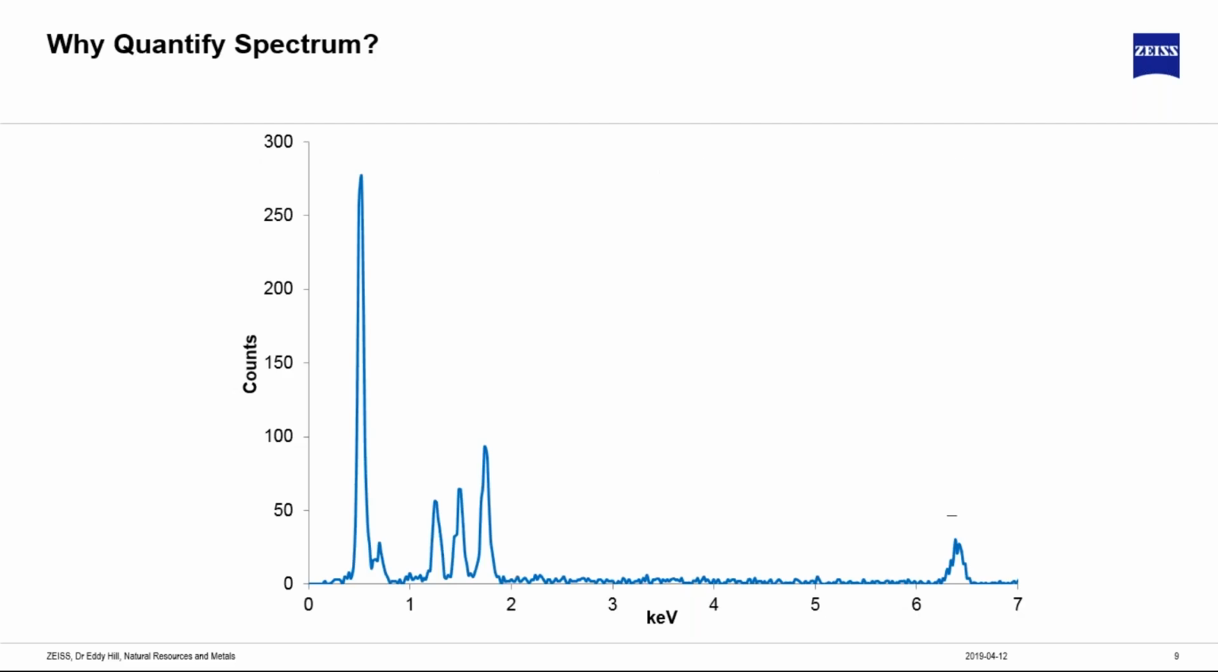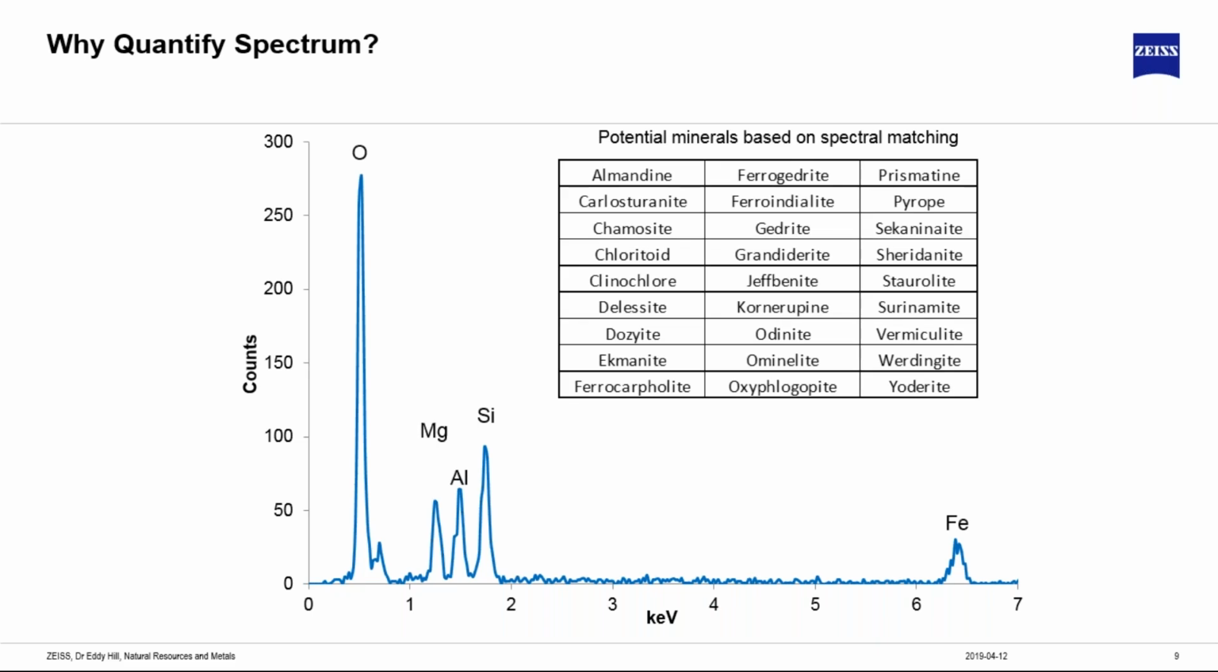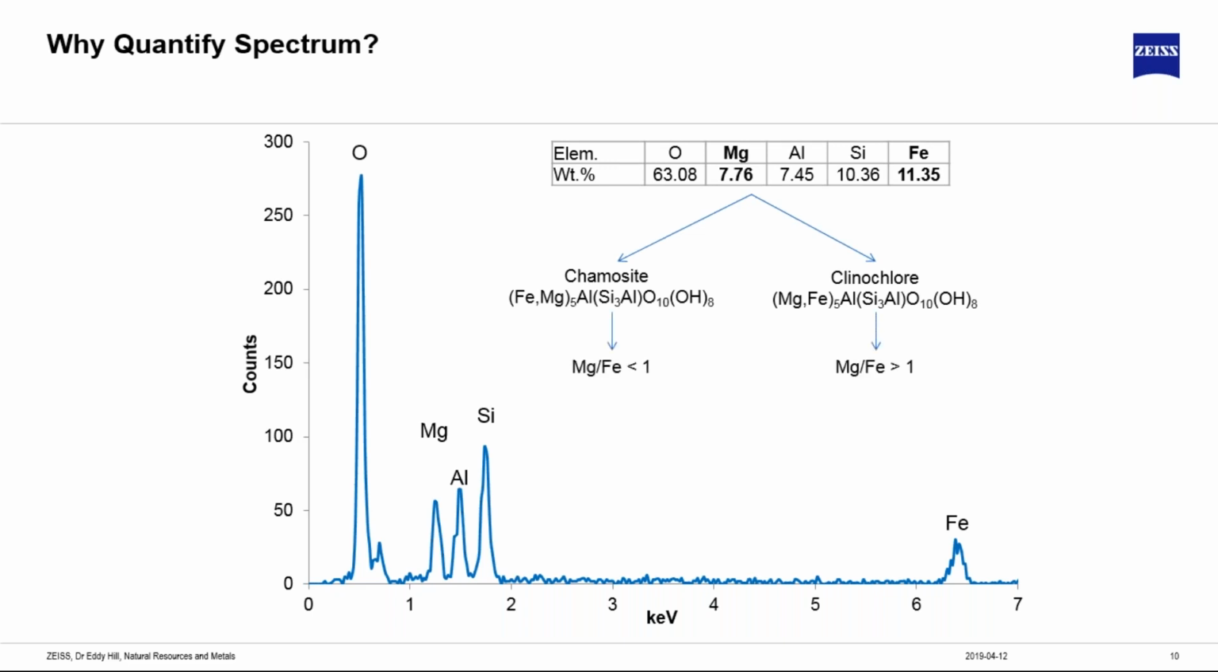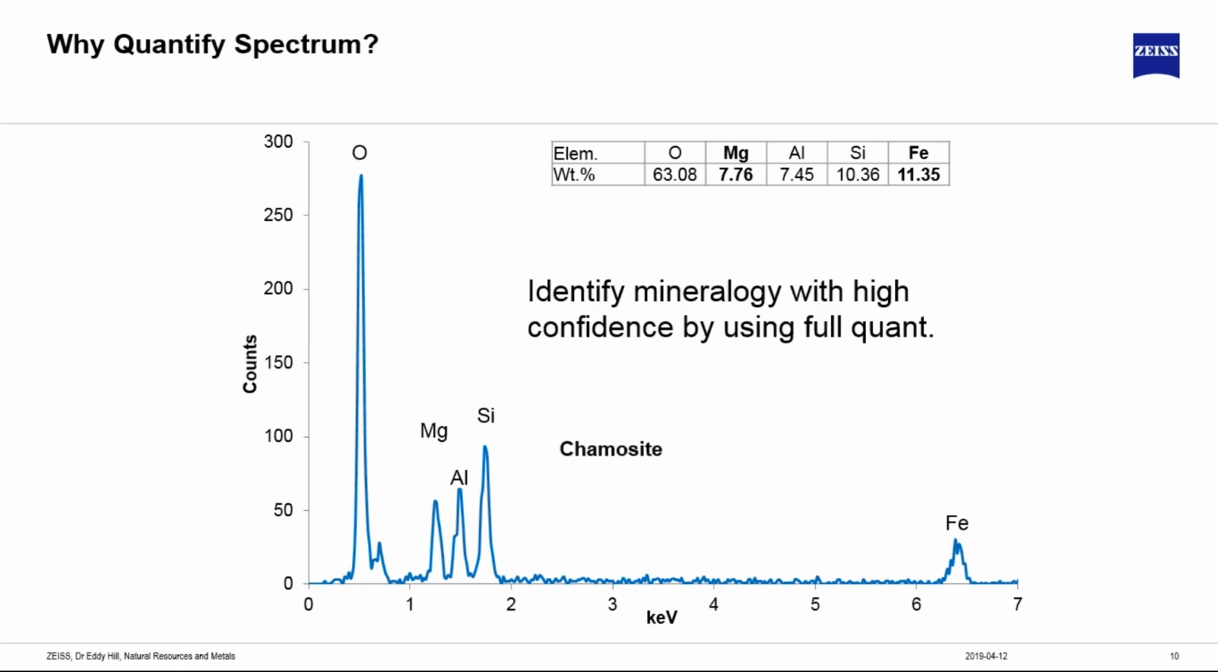So why quantify the spectrum? We have a standard spectrum, counts on the y-axis, and keV or energy along the x-axis. This spectrum could correspond to 27 different minerals. Now, if we have the weight percent distribution of the elements present, we can immediately start to narrow down what minerals those would be. There's much less error in this method. So this spectrum could be either chamosite or clinochlore. Using the element ratio rule, we can soon differentiate and decide that this is chamosite. So we can identify the mineralogy with high confidence by using full quantification.